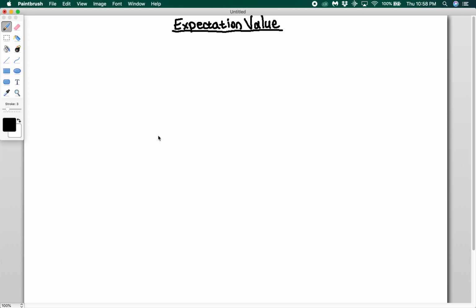Expectation value is basically if I perform some kind of random event or trial experiment a bunch of times, on average, what do I expect the outcome to be? Okay, so we're going to look at this through the context of a dice game.